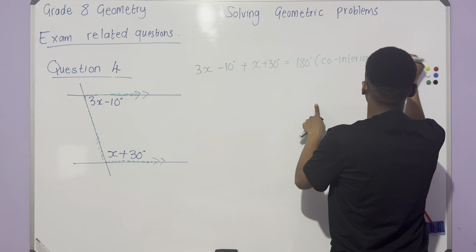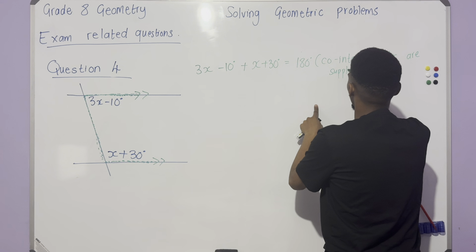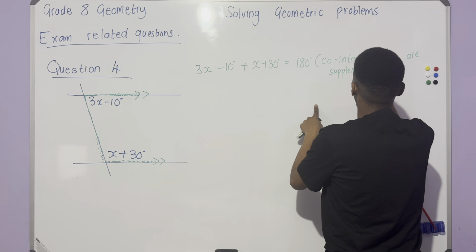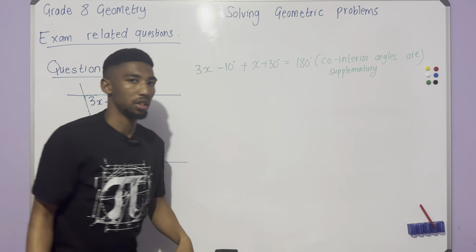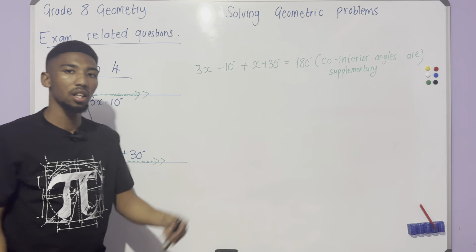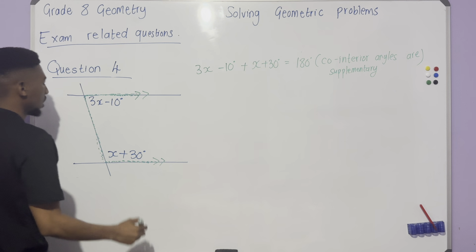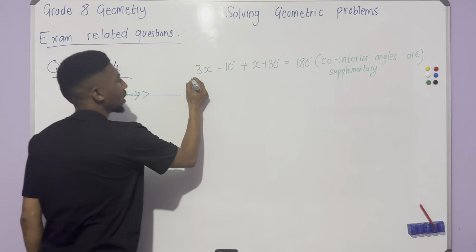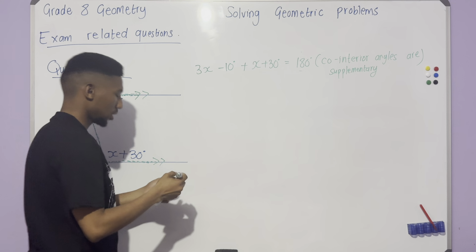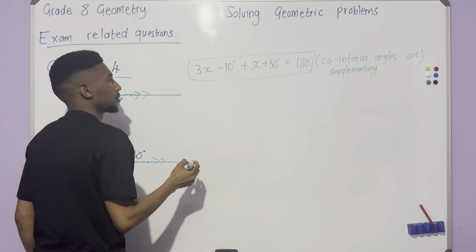angles, I could have used the symbol there, are supplementary. Just a quick note, the word supplementary means that the angles are equal to 180, and complementary is 90 degrees. So we now have an equation from this, and remember, that is simply an equation.